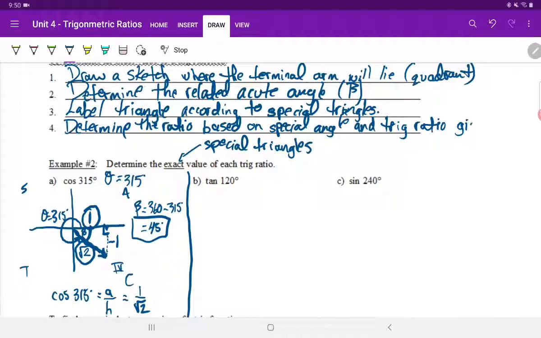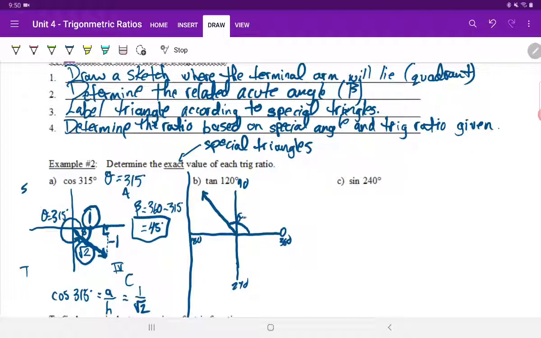So in our case, the given trig ratio was the cosine. It said find the cos of 315. I'll do one more example with you. Let's do the tan of 120. Step 1, draw a sketch of where 120 will be. It will be in the second quadrant, if this is 90, 180, 270, 360, and 0. So it'll be somewhere here.